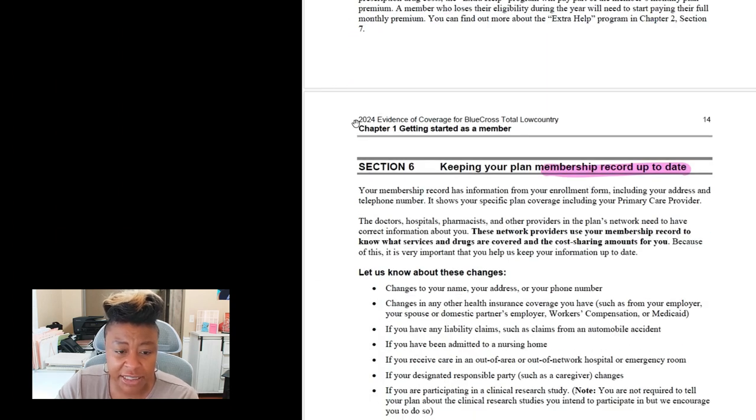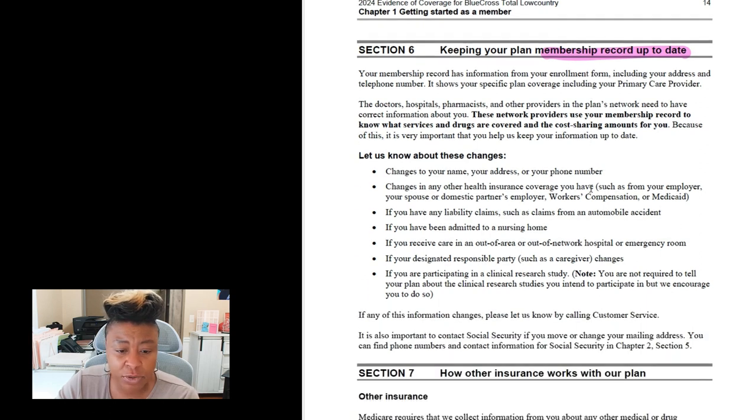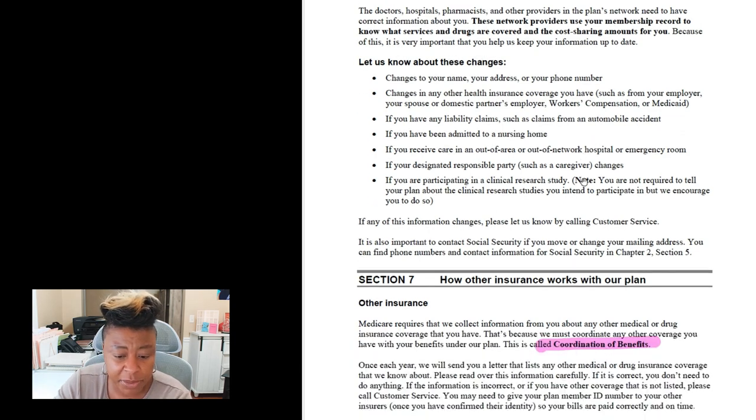Section 6, still in Chapter 1, is how do you keep your plan membership record up to date? Basically, they just want you to let them know if your phone number changes, if your address changes, if you're now getting a workers' comp claim, or you have a different third responsible party that you want to be over your account. Please call in to customer service to keep that updated.